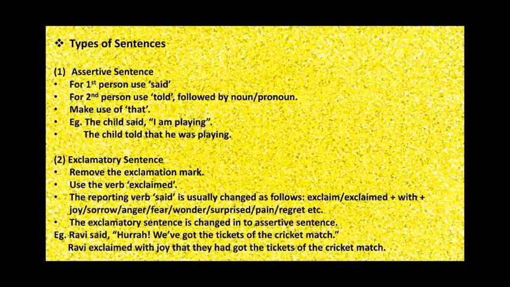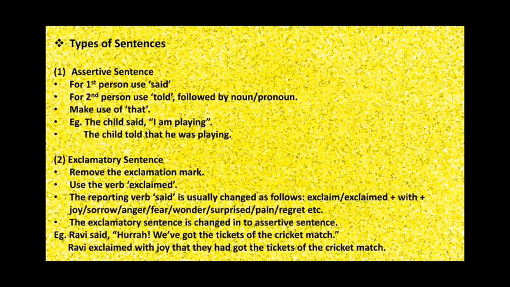For example, the child said, "I am playing." So this is the direct speech. In the indirect speech is, the child told that he was playing. So in this you can see that is added and the child is the second person. Okay, so that is why we have used the word told for the second person. The child told that he was playing.